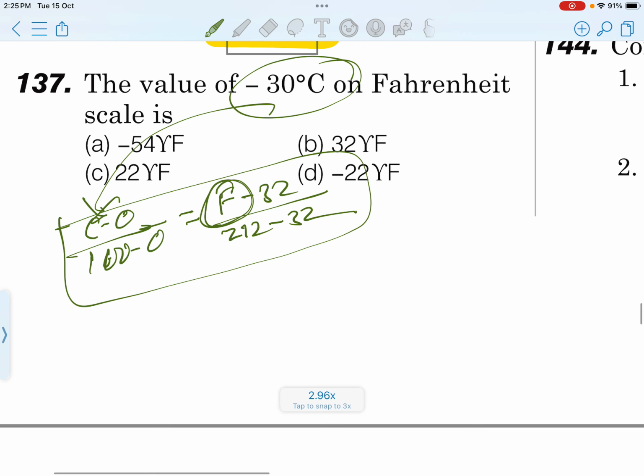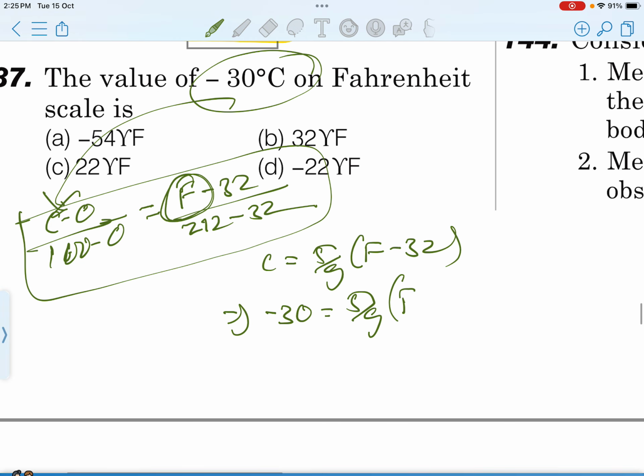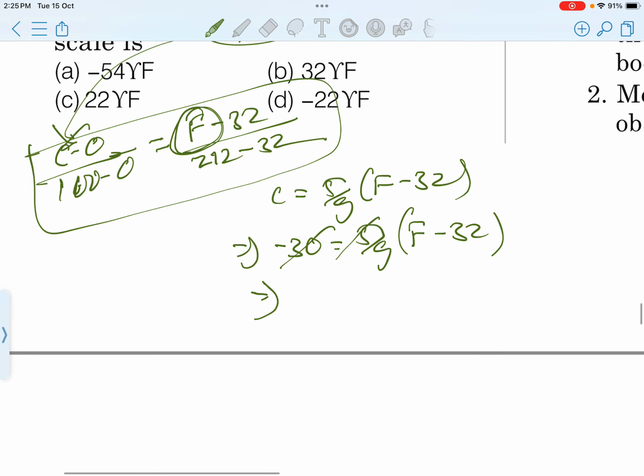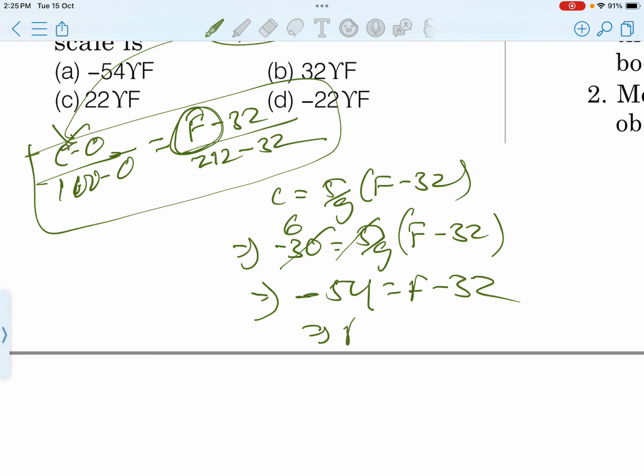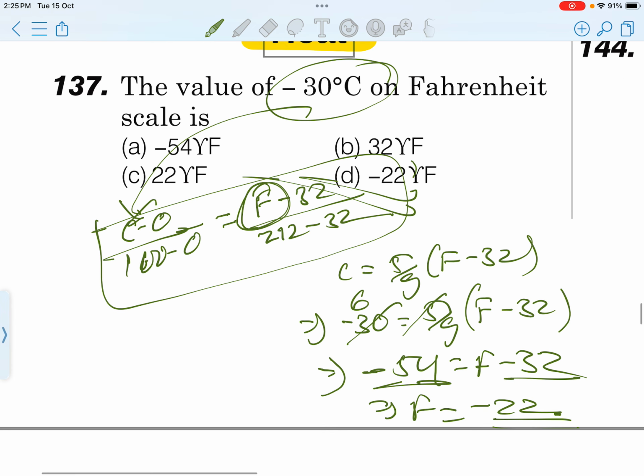But we have also discovered another formula, and that says C equals 5 by 9 into F minus 32. And what is C given here? It is given as minus 30, equals 5 by 9 into F minus 32, where F is to be found. Solving this, 5 sixes are 30, 6 nines are 54, equals F minus 32. So solving we get F equals minus 22. I don't know, but this is the answer. Let's get to another question.